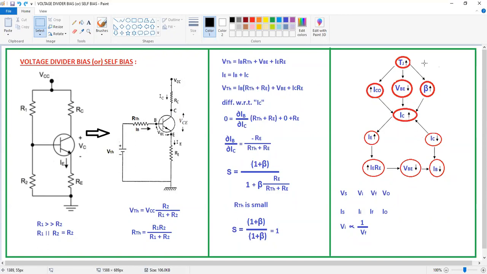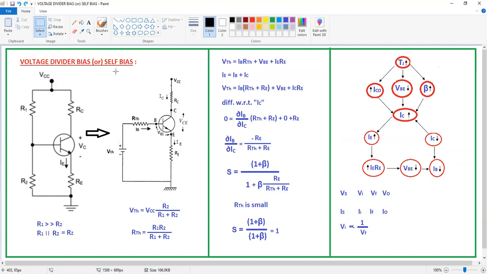Once again I'm repeating here: because the junction temperature increases at the collector junction, the reverse saturation current is going to increase. At the emitter junction, the input voltage is going to decrease and the beta factor is going to increase. ICO increases, VBE decreases, and beta is going to increase. Because of these three factors, IC is increasing. That means the quiescent point is unstable.